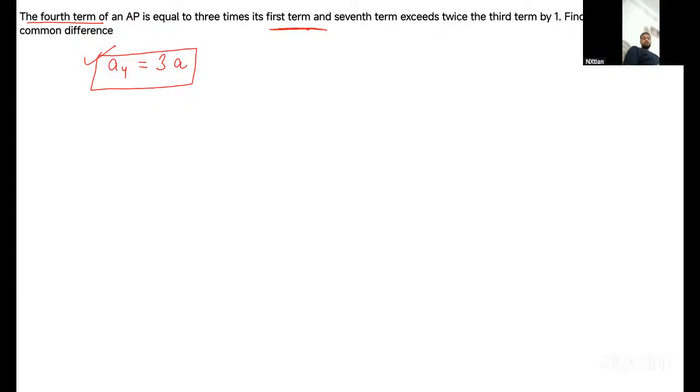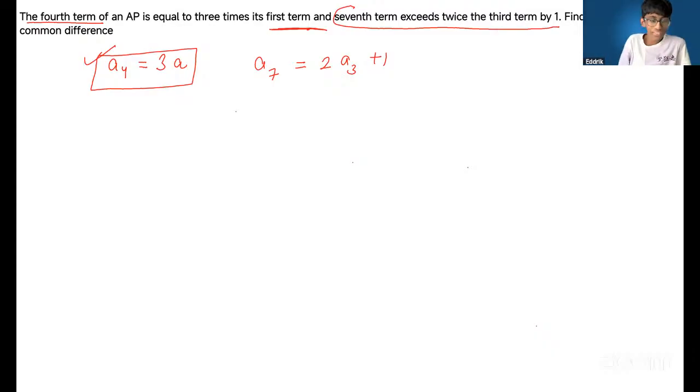Guys, can you hear me? Yes, sir, understood. It is written as the fourth term of an AP, A4 equals 3 times A. And the seventh term exceeds twice the third term, which is A3, by plus 1. Did you understand? Yes, I got A4 is equal to 3A and A7 equal to 2A3 plus 1.